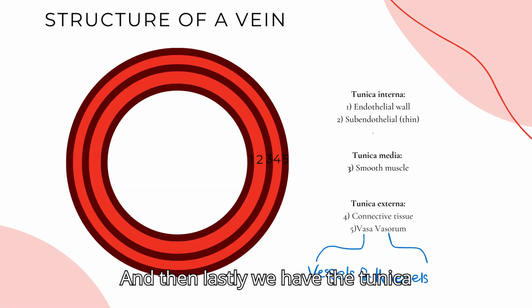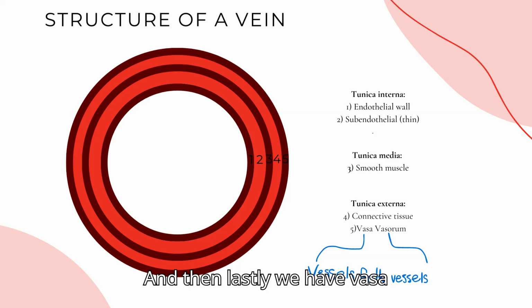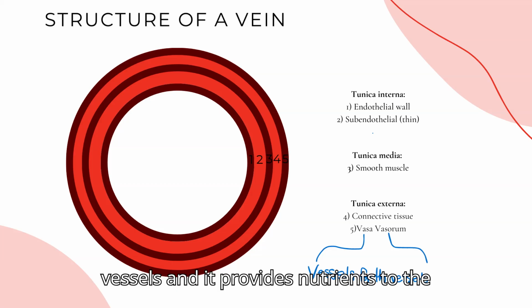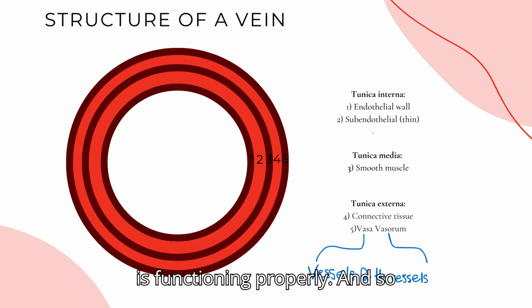And then lastly, we have the tunica externa, and we have the connective tissue, which just supports the vein and then anchors it to nearby tissue, and it provides protection to the vein. And then lastly, we have vasa vasorum, which are just vessels for the vessels, and it provides nutrients to the veins and makes sure that everything is functioning properly. And so this is the structure of a vein.